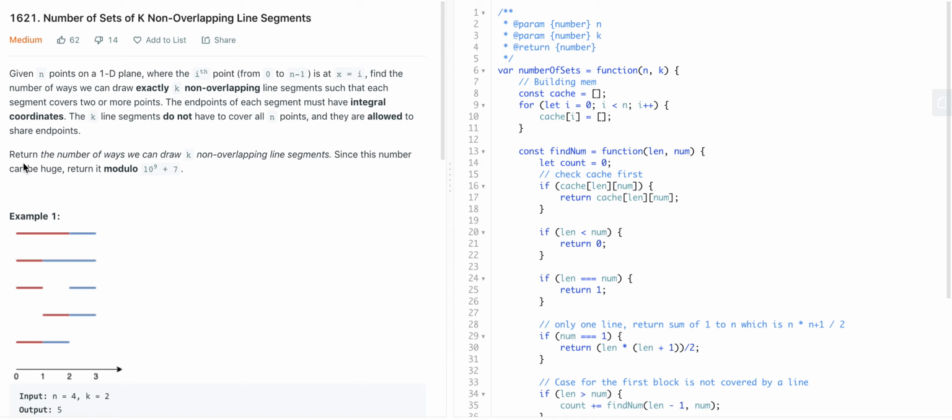Okay, we want to return the number of ways we can draw k non-overlapping line segments. Since the number can be huge, we want to return it modulo 10 to the 9 plus 7.